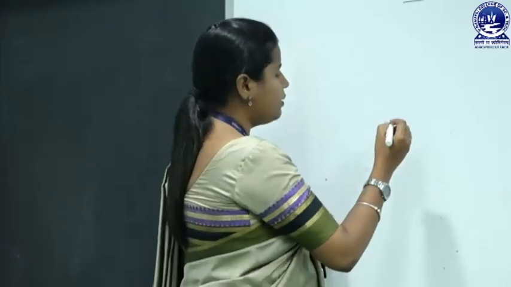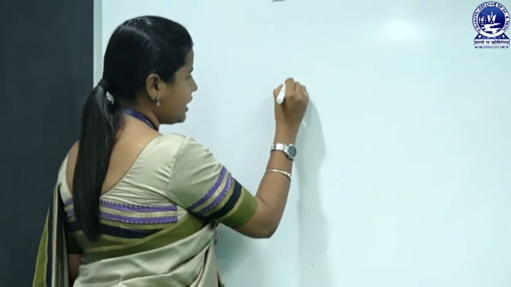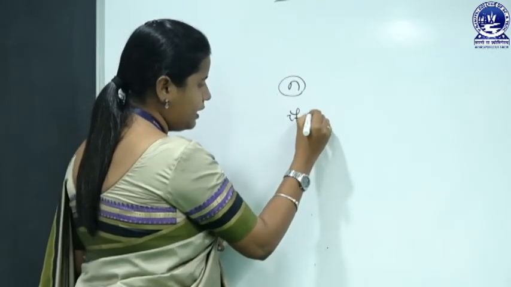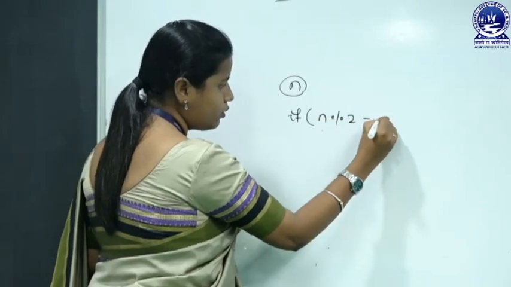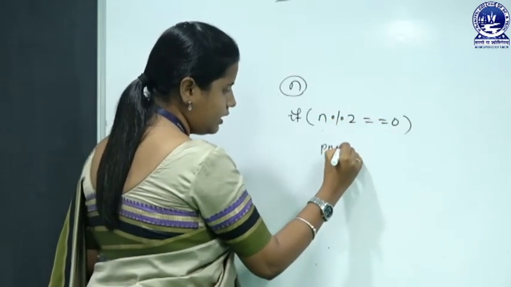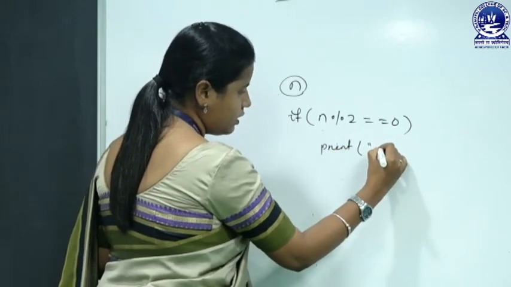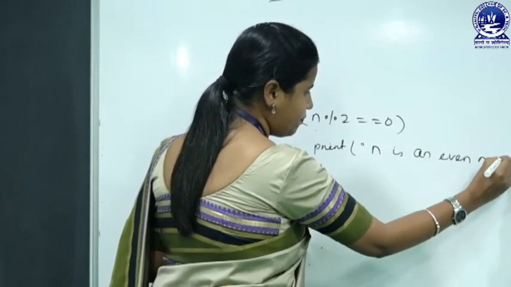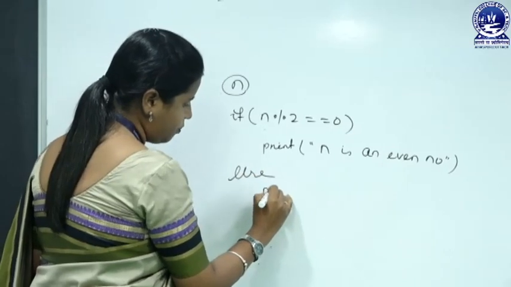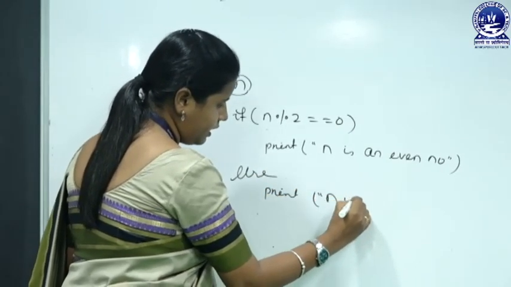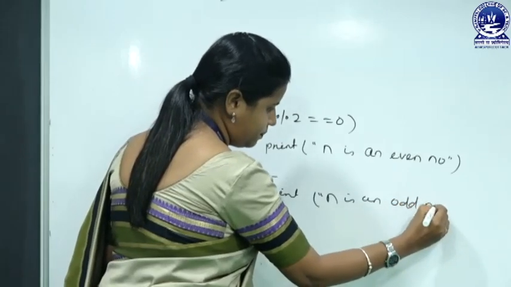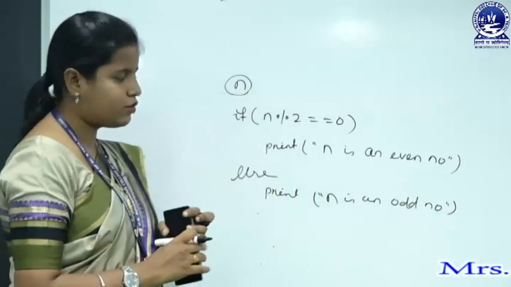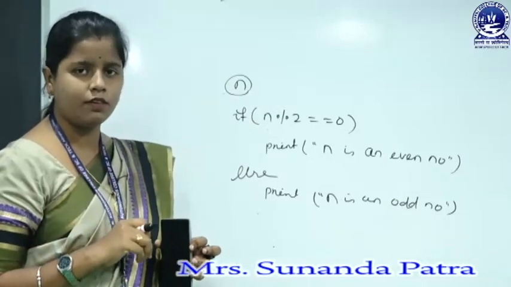Suppose I am asking you to write a code to check whether a given number is even or odd. So, what will be the code? Suppose n is our number. I am writing: if n modulo 2 equals 0, then print "n is an even number", else print "n is an odd number". So, this is the actual code to check whether a given number is even or odd.